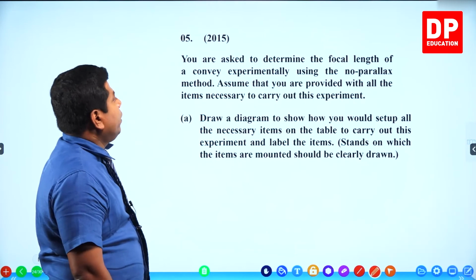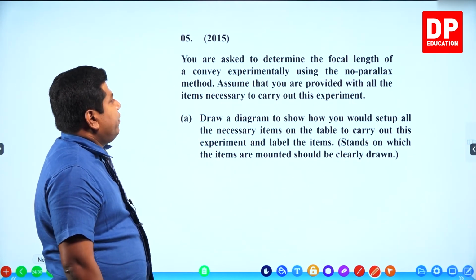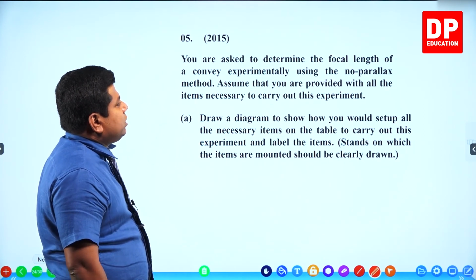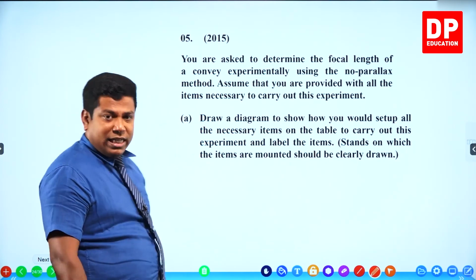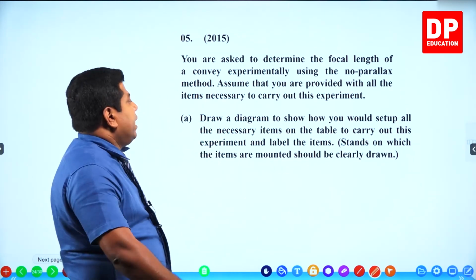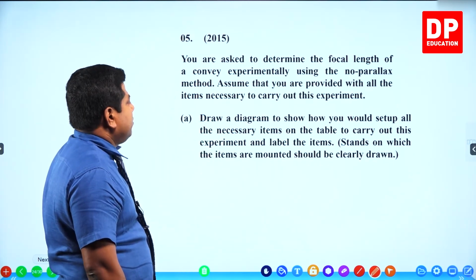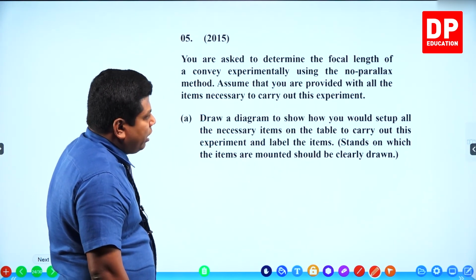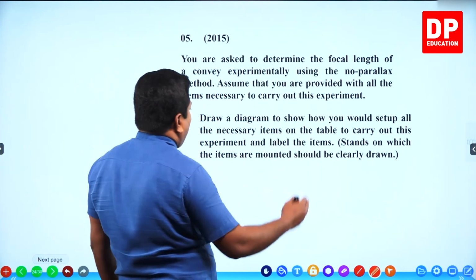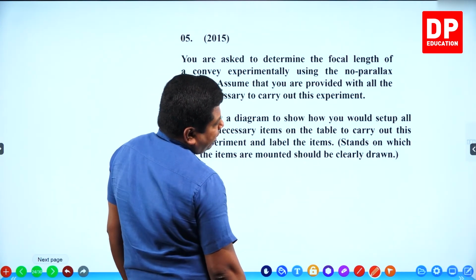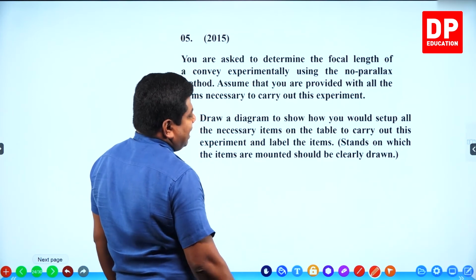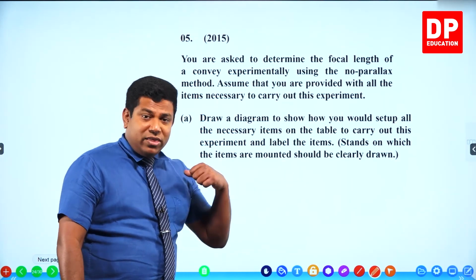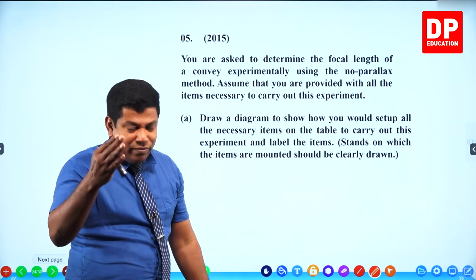2015 one. You are asked to determine the focal length of a convex lens experimentally using the no parallax method. No parallax method is where we coincide the image. Assume that you are provided with all the items necessary to carry out the experiment. Draw a diagram to show how you would set up all the necessary items on the table to carry out this experiment and label the items. Stands on which the items are mounted should be clearly drawn. If you have done the 2012 paper, this is easy because there every diagram was very clear.